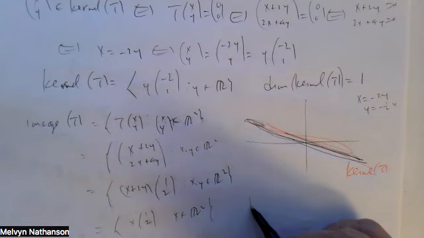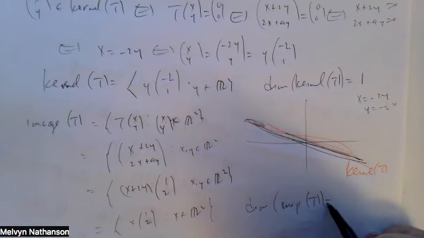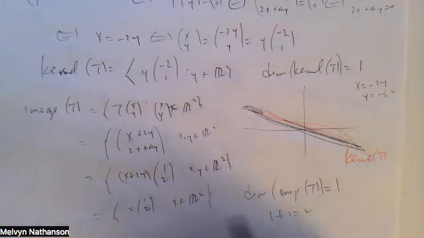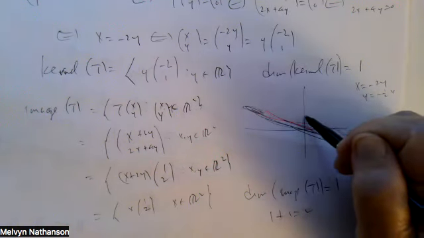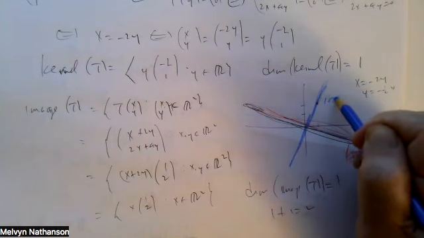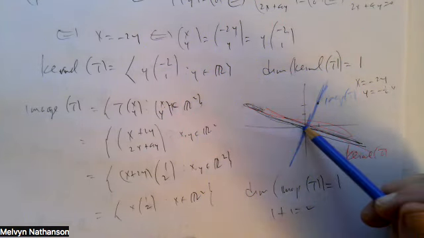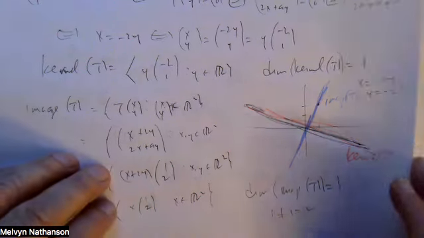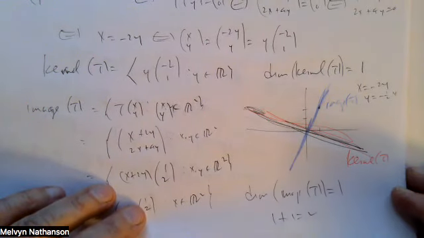So the dimension of the image of T is also 1. And so our theorem again comes down to the fact that 1 plus 1 equals 2. The set of scalar multiples of the vector (1, 2) is just this blue line. This blue line is the image of T. So every vector gets mapped to something on the blue line, and every vector on the red line gets mapped to zero. Okay. So there are examples of computing the kernel and the image. It's very important.